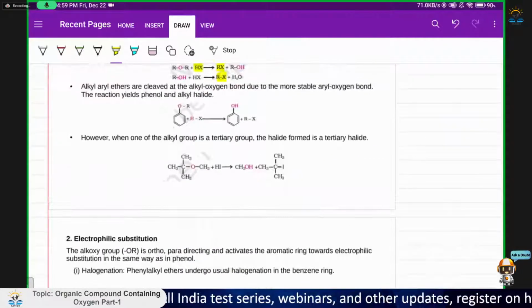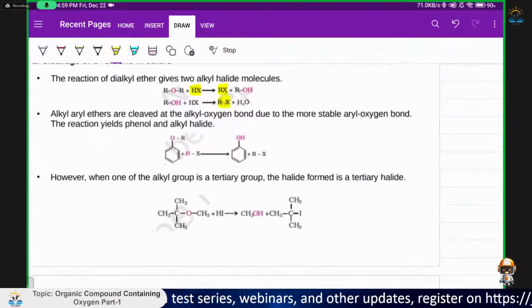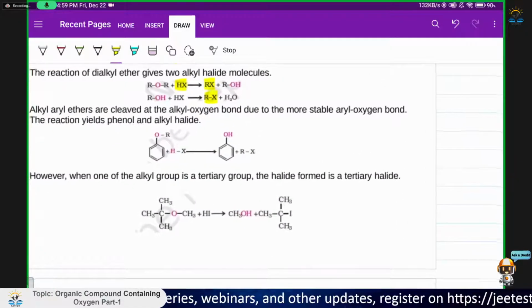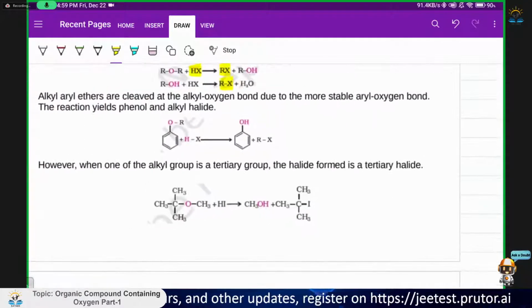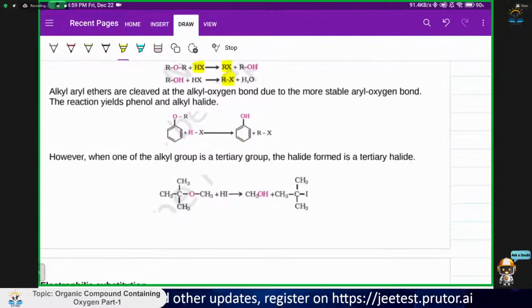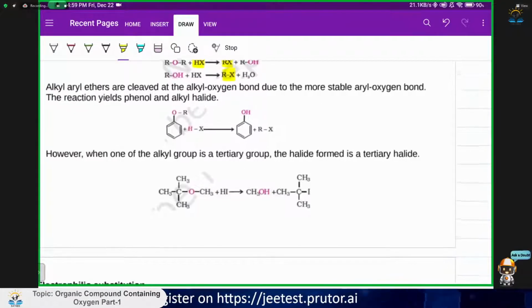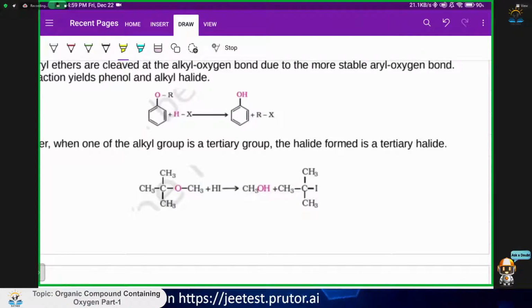What to discuss here is when we have a tertiary group on either side of the oxygen atom. If we react with hydrogen iodide, what happens? We should know that the iodide goes with the tertiary group, and the other group goes with the hydroxy group.